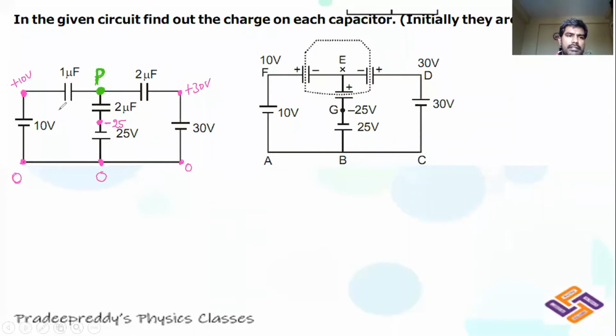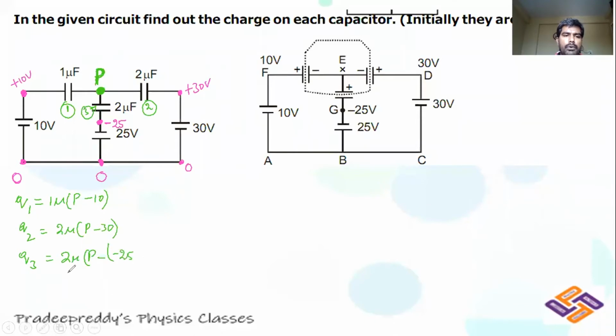Now I can write down, this is the first capacitor, this is the second capacitor, and this is the third capacitor. 3 different capacitors we have. I can now write down the charge across the first capacitor: Q1 is equal to 1 microfarad into its potential difference, P minus 10. Charge across the second capacitor, Q2, is equal to 2 microfarad into P minus 30. Next, Q3 is equal to 2 microfarad into P minus of minus 25. These are the charges which are being accommodated on each plate.